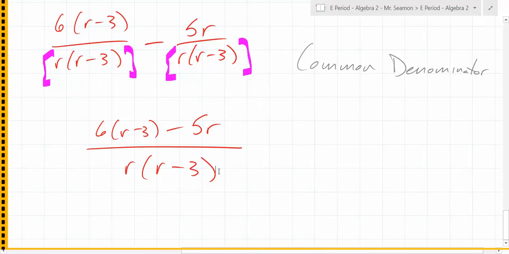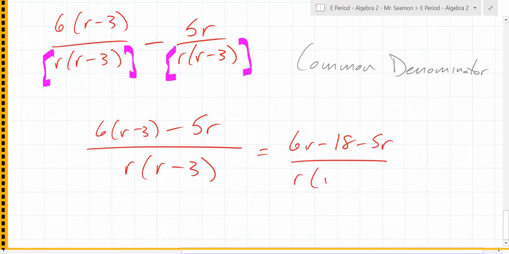Can we simplify this a little bit? Yeah, what's this going to become? 6r minus 18 minus 5r all over what? r times r minus 3.